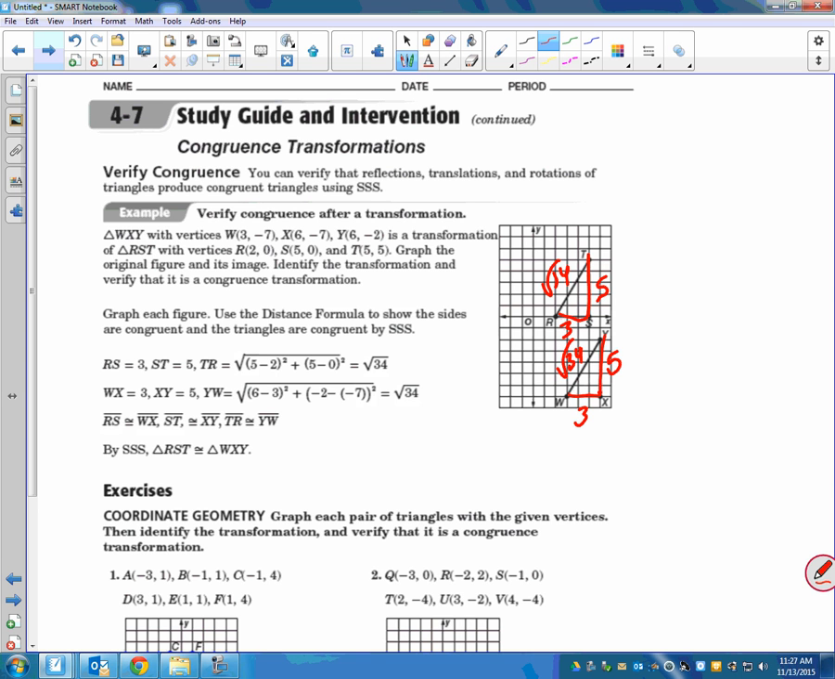The last section in this book that we're going to skip is called coordinate proof, and it's really just proving things on the coordinate plane. We really could say this was a proof. We proved with the distance formula that those are congruent shapes, which is why we're not going to spend another day on it next week.